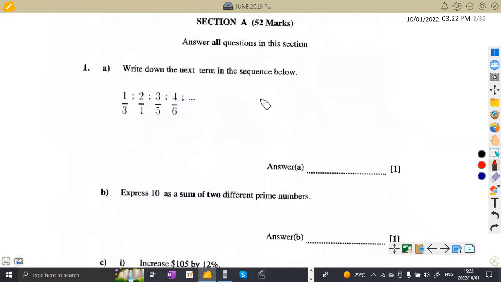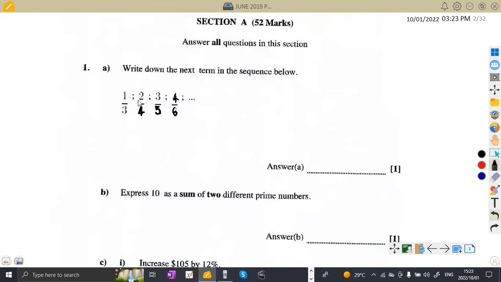All right. The first part: write down the next term in the sequence that you're given. Here we are given a sequence: 1/3, 2/4, 3/5, 4/6. What is the next term? What is actually happening here? You can see that it's 1, 2, 3, 4 and 3, 4, 5, 6. So it's simply adding 1, 1, 1.